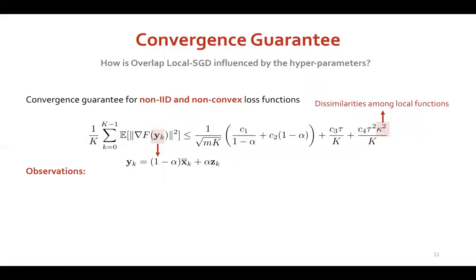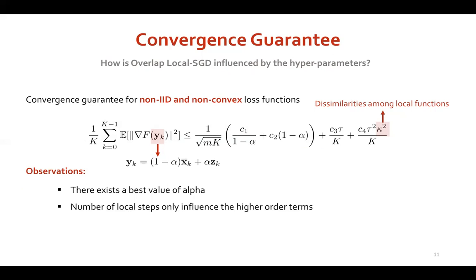Now let's see what happens to the convergence. We are definitely reducing delays, but are we losing something in terms of the error convergence? This result shows that the error in the averaged model, YK, which is the average of the local models and the anchor, is bounded by this quantity. And some observations here are that there exists a best value of alpha. The alpha is the pullback parameter. So if we choose the appropriate value of alpha, we'll get the tightest possible bound and subsequently a fast convergence.